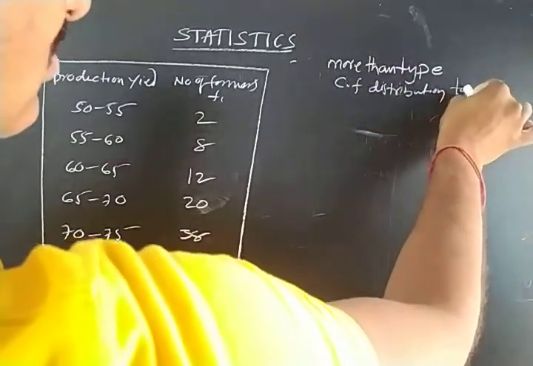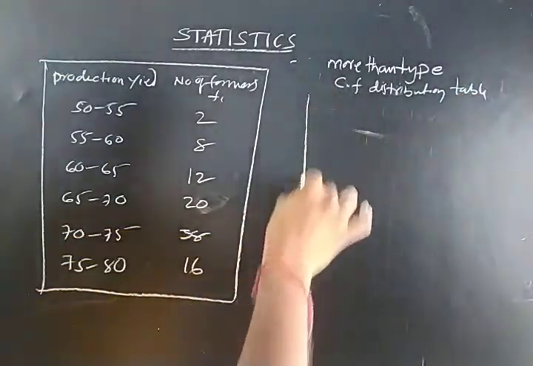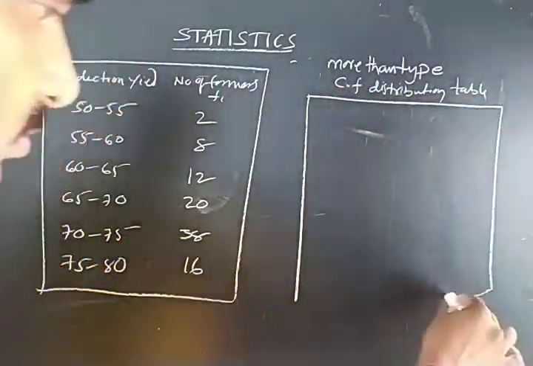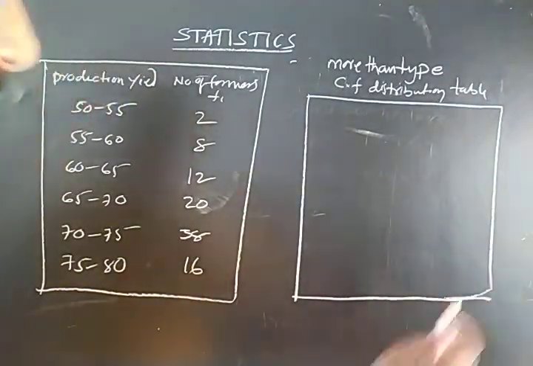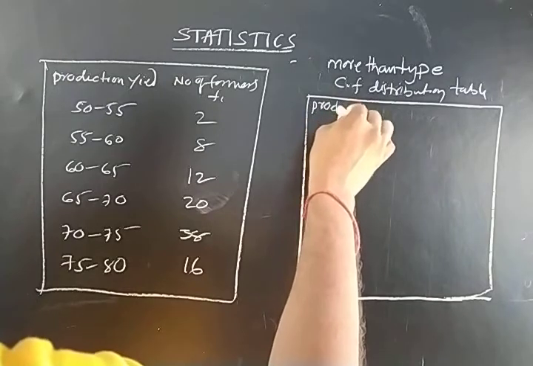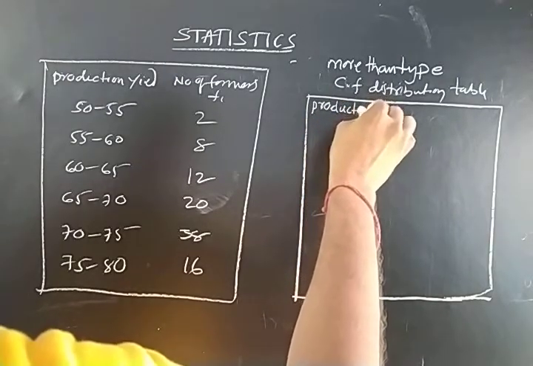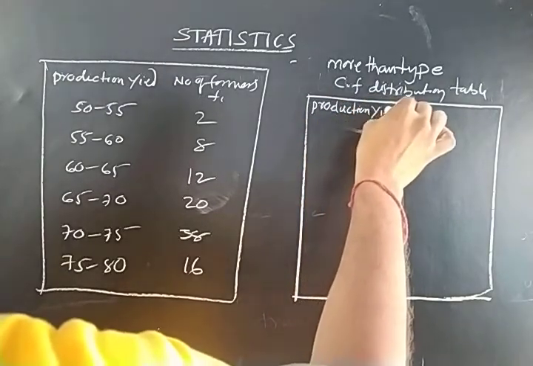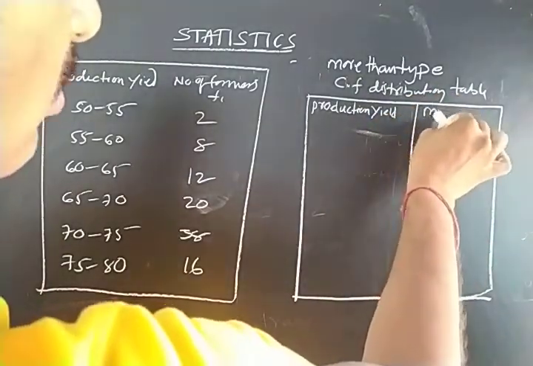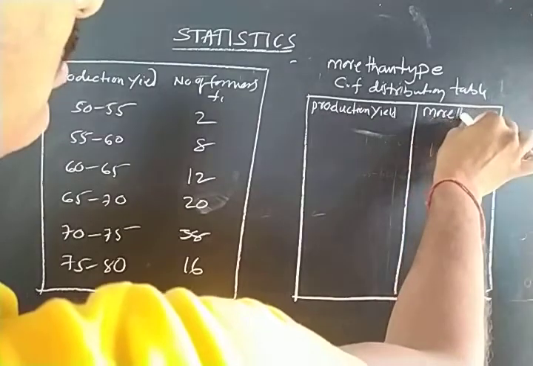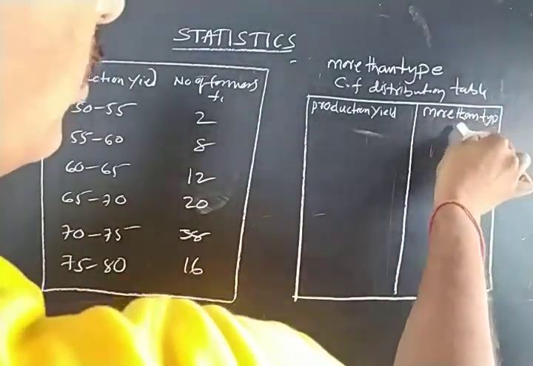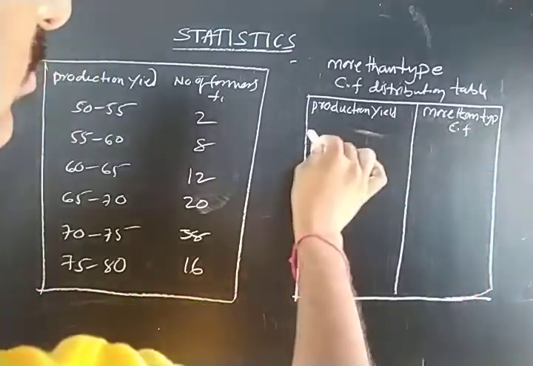I am forming a new table, which is called the more than type cumulative distribution table. Here again, production yield in kg per hectare, and here more than type cumulative frequency.